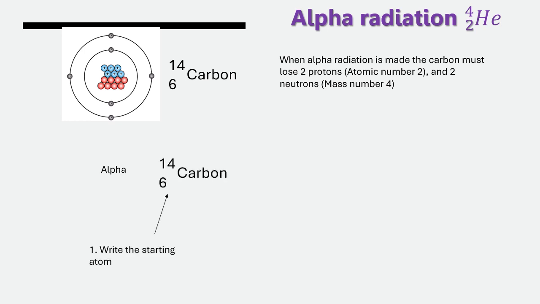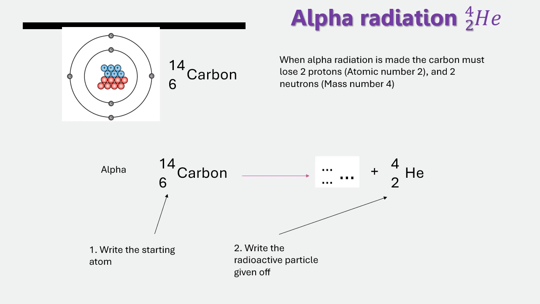So to write our decay equation, we start with carbon-14 on the left-hand side. The arrow represents the fact that it's decaying, and then it forms something new. Now we also know that it gave off an alpha particle, so we can write this in. And with a simple bit of maths, we can work out what the new element will be. So we started with 14 on the top, and we lost 4 when the alpha particle was kicked out of the atom. So 14 minus 4 gives me 10.